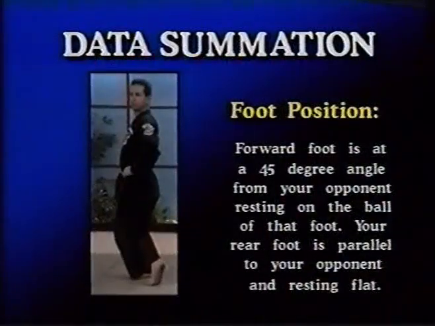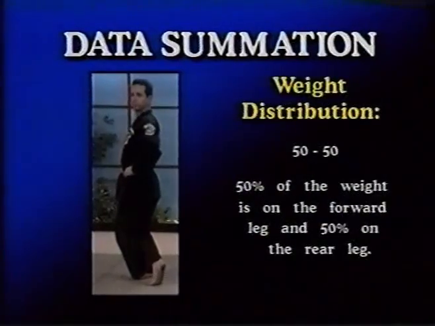Data summation of the rear twist. Foot position. Forward foot or lead foot is at a 45-degree angle from your opponent, resting on the ball of that foot. Your rear foot, which is originally the forward foot, is parallel to your opponent and rests flat. Weight distribution, 50-50. 50% of the weight is on the forward leg and 50% on the rear leg.